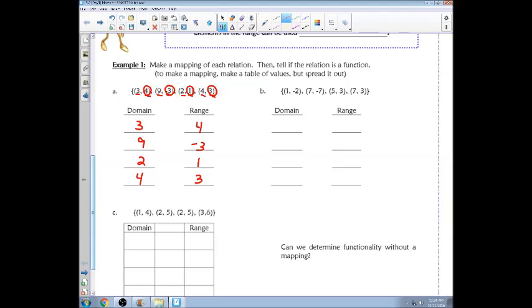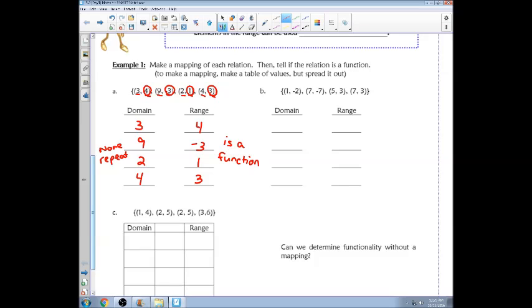Okay? So what we need to do to figure out if I have a function or not is to see, did any of my domain values repeat? I do not have any of my domain values repeating. None of my range values repeated. Even if they did repeat, that wouldn't be a big deal. But since none of these repeated, it is a function.